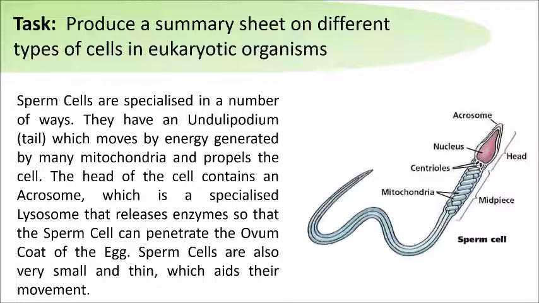Sperm cells are specialised in a number of ways. They have a tail, which allows them to swim. They have many mitochondria, which provide energy for the tail to move. The head of the cell contains a specialised enzyme called the acrosome. This acrosome allows the sperm cell to burrow into an egg cell, so it is more likely to pass in. The other main way the sperm cell is adapted is that it only carries half the number of chromosomes.